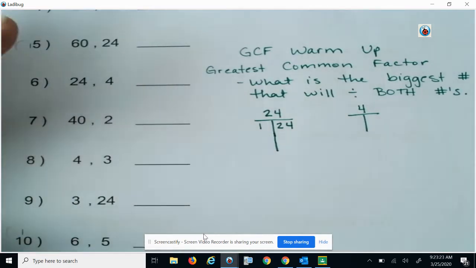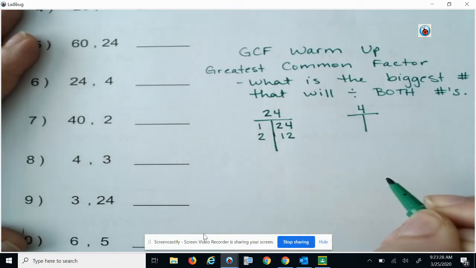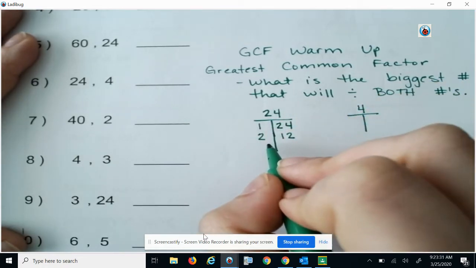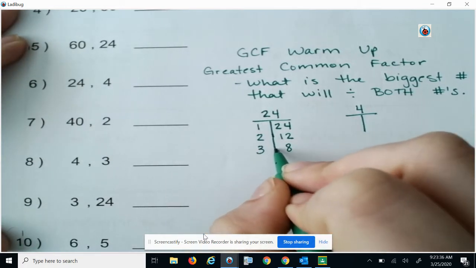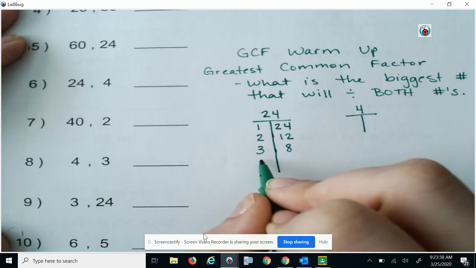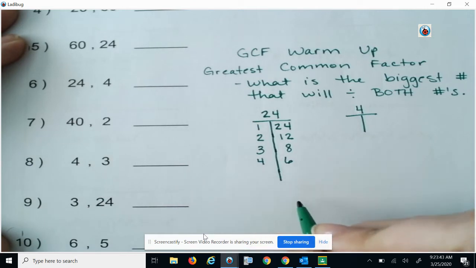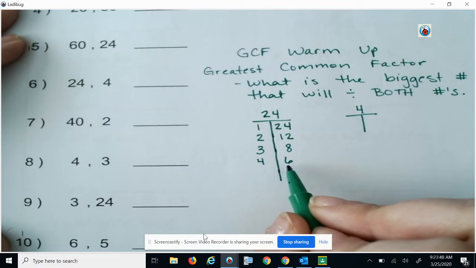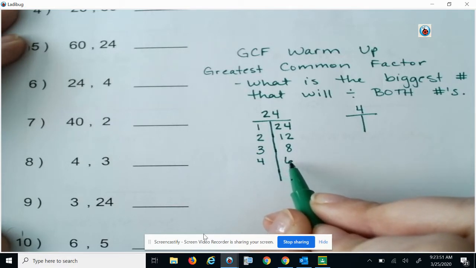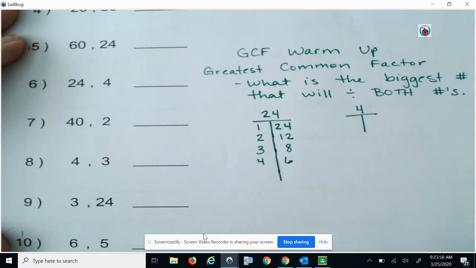1, and then 2. Can I divide 24 by 2? Yes, and you get 12. 3, can you divide 24 by 3? Yes, and you will get 8. Then 4 is our next number. 24 divided by 4 is 6. That's a whole number. 5. It doesn't end with a 5 or a 0, so it's not going to divide and give you a whole number. And then our next number is 6, which is already in our table, so we can stop. Those are all the factors of 24.